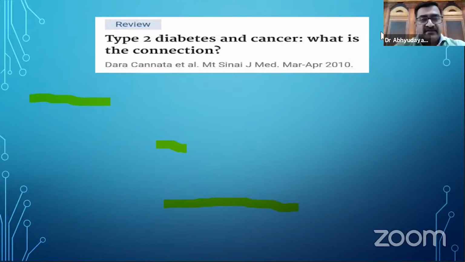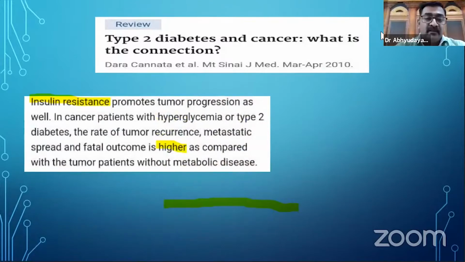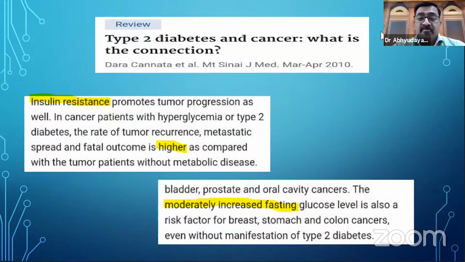So what is the connection? As sir was saying, what is the connection between type 2 diabetes and cancer? We all know the basic problem with type 2 diabetes mellitus is insulin resistance. And especially for we Indians, when we have more visceral adiposity, we have more insulin resistance. And this insulin resistance is known to promote tumor progression. And along with this, hyperglycemia, or uncontrolled sugar, in type 2 diabetes mellitus increases the rate of tumor recurrence, the metastatic spread, and the fatal outcomes compared to non-diabetic people.